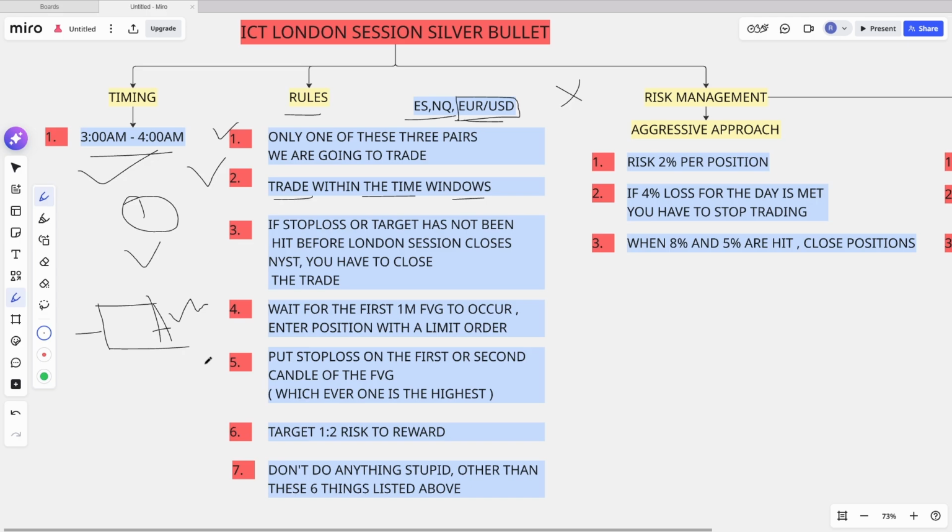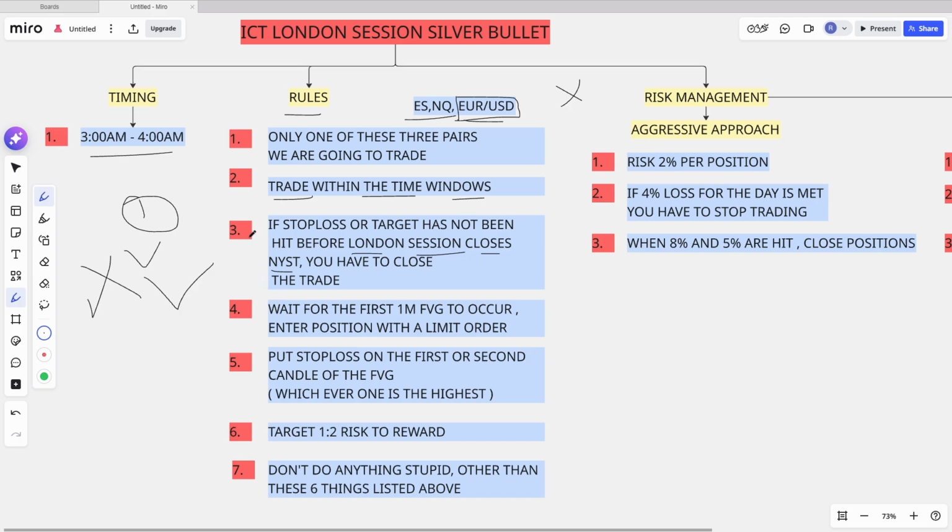Now, the question is how long we are allowed to hold the trade. For the London session Silver Bullet, the trade can be held until the London session closes, based on New York time. To summarize this clearly, we must enter the trade between 3 a.m. and 4 a.m. New York time. If the trade does not reach its target within that 1-hour window, it can still be held until the London session officially closes.